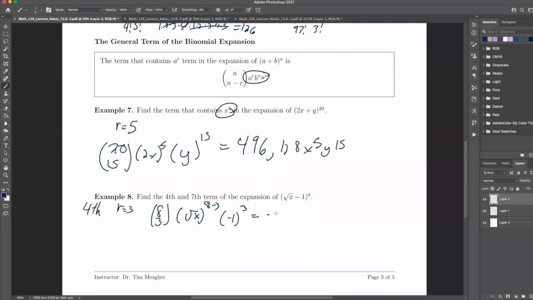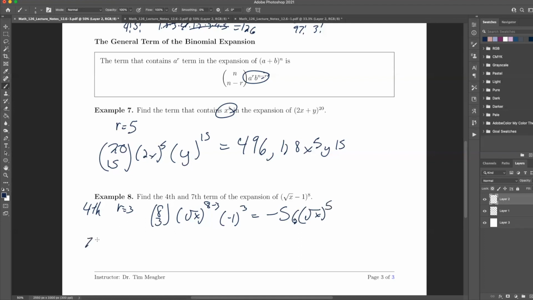You crunch through this and you get minus 56x to the 5/2 power, because this would be 5s and this is a half power. So this is x to the 5/2 power, or you could just rewrite this as square root of x to the 5th. Okay, that'd probably be better.